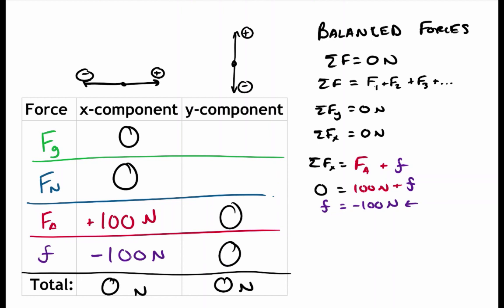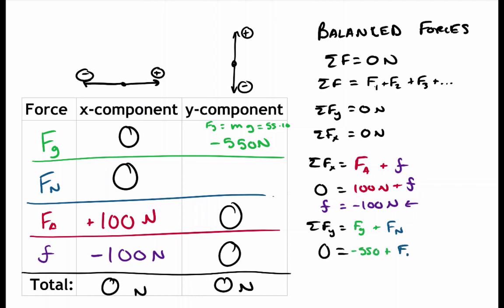We can calculate the force of gravity using our force of gravity equation. So our force of gravity would be negative 550 newtons, which means downwards. The net force in the y direction is the force of gravity plus the normal force. The net force is 0, the force of gravity is negative 550 newtons, and the normal force would then have to be 550 newtons positive or up.